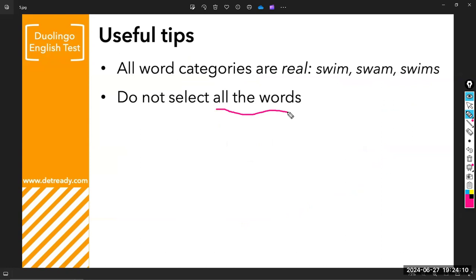Don't think, because let me tell you something. Some students think if I want to select all the words, the computer is going to absolutely count the correct highlighted words as correct, and I will get the full mark. Please, this is the silliest thing you do.